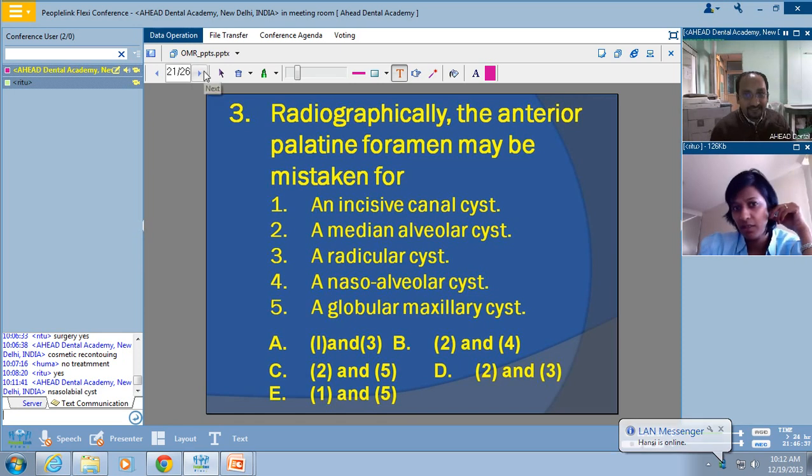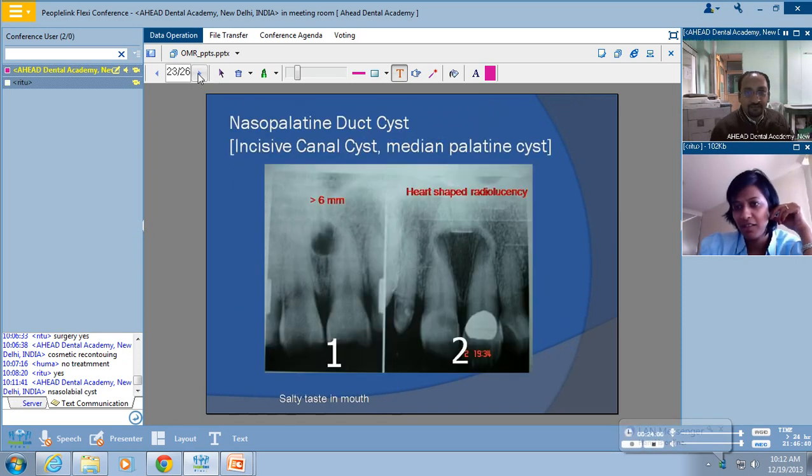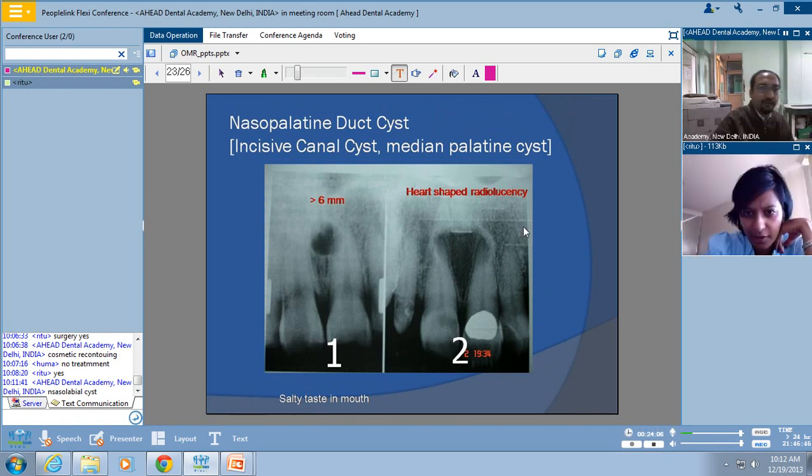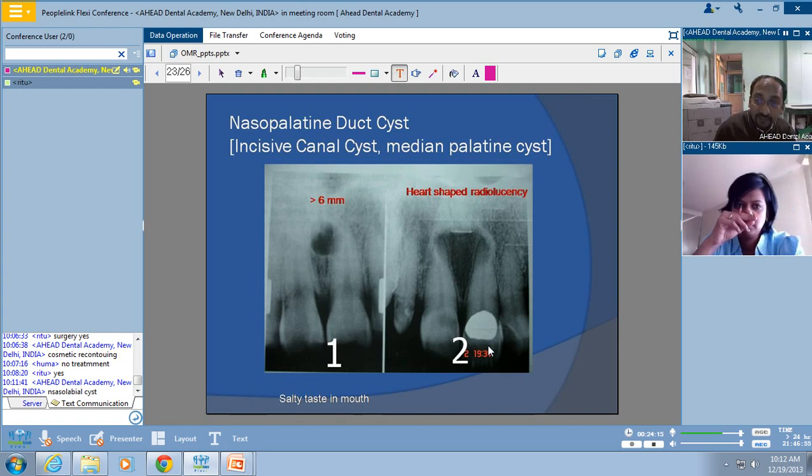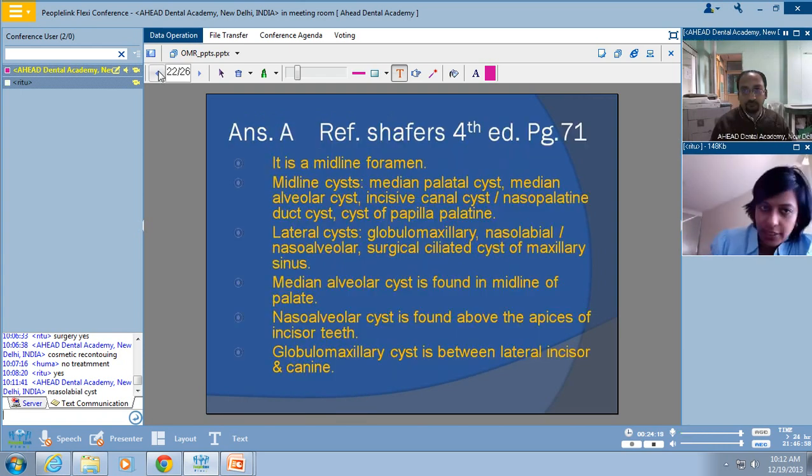Can you make out this slide? This is the anterior palatine foramen, and this is the classical heart-shaped radiolucency which is seen in incisor canal cyst, or the nasopalatine duct cyst, or the median palatine cyst. So the correct answer will be incisor canal cyst.